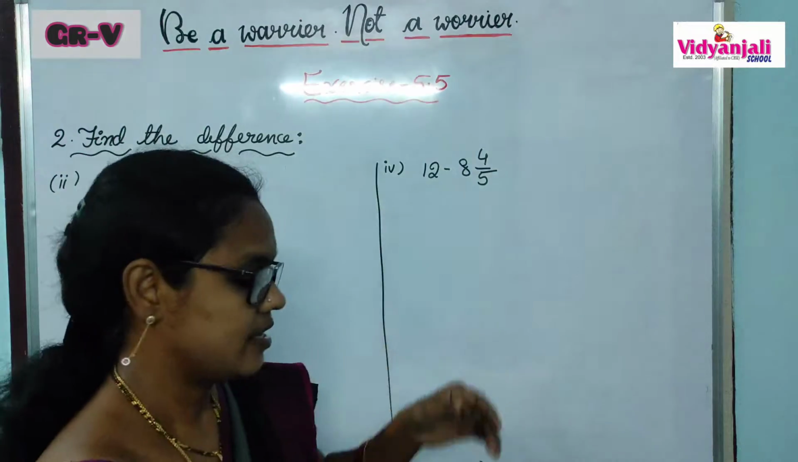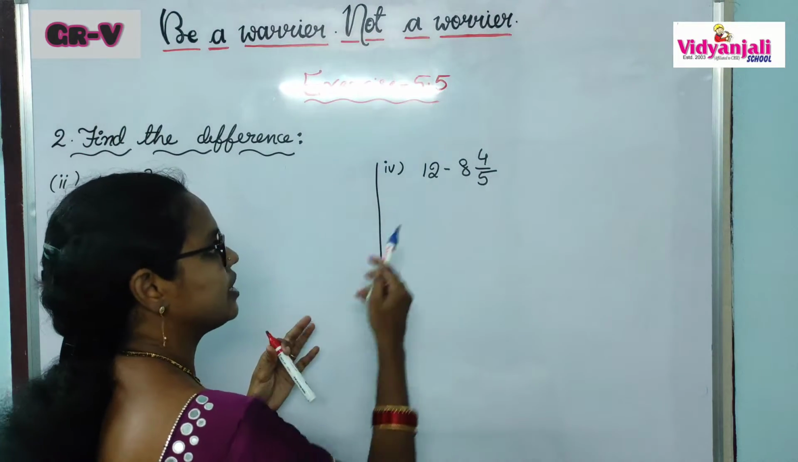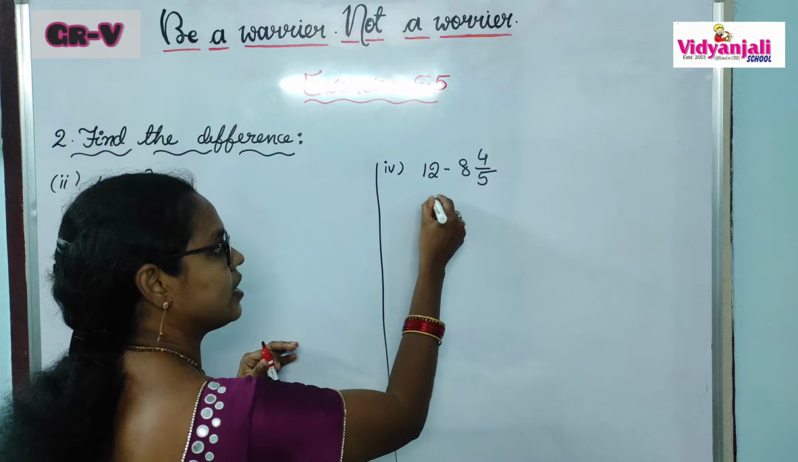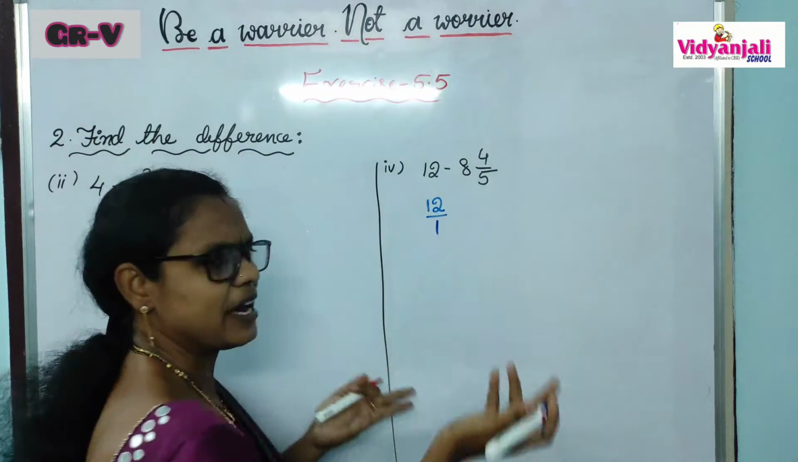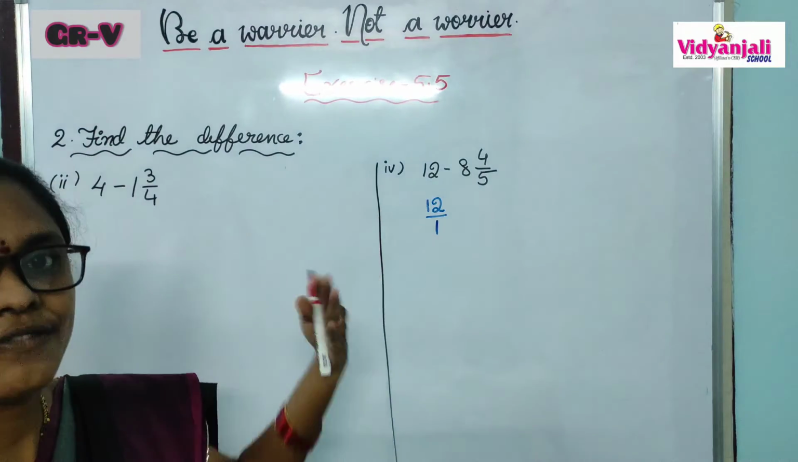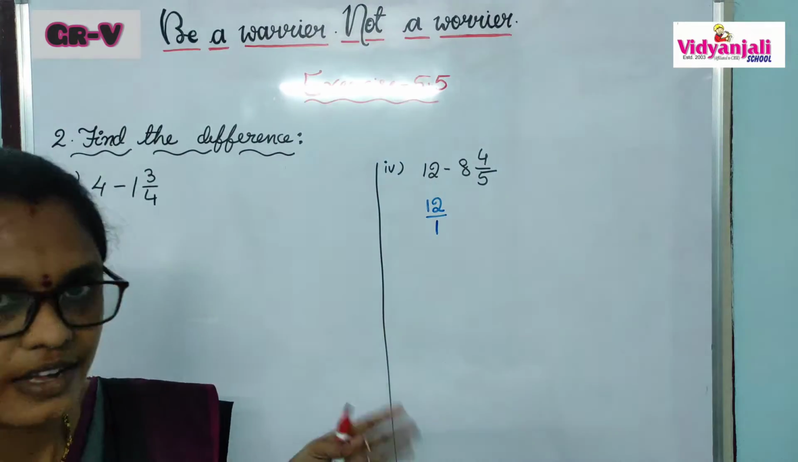See here, a small point I'll detail for you. We know how to make a whole number into a fraction. How can we make it? By keeping it over 1. So, 12 becomes a fraction if you write 12 by 1, right?